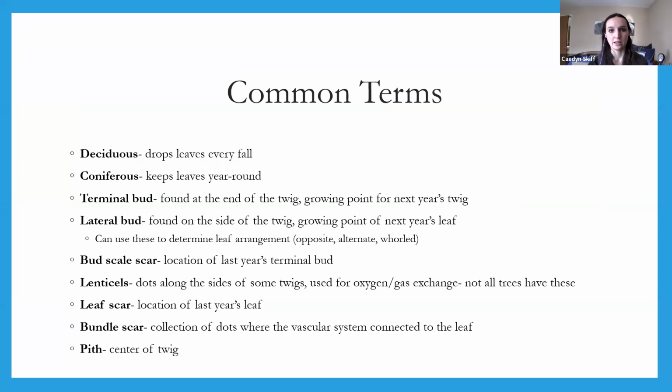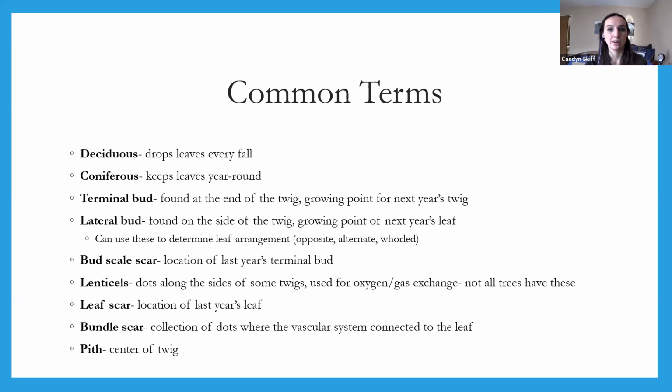As far as looking at the twigs, which is the main part of tree ID in the winter, those twigs are what is most visible besides the bark. So on each twig, you'll have a terminal bud, which is at the very end of the twig. That is the growing point for next year's twig. That is where it will extend. The lateral buds are on the sides of the twig, and they are the growing points for next year's leaf or flowers.